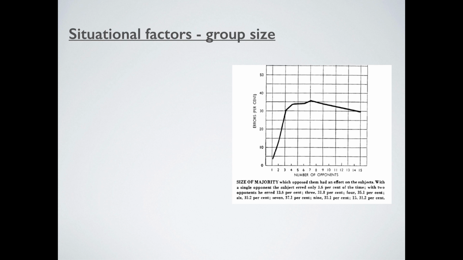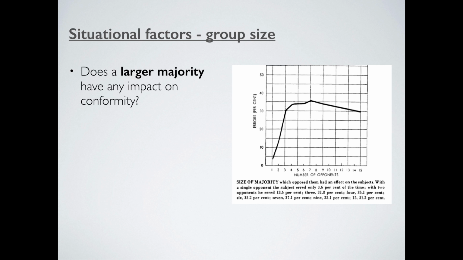Perhaps the most obvious one that we're going to look at here is group size. So it might be assumed that a larger majority has a much bigger influence than just one or two people. So Asch, in a little variation to his original study, does put this to the test, and he says, okay, if we have more people in the room with the participant, what effect is that going to have?